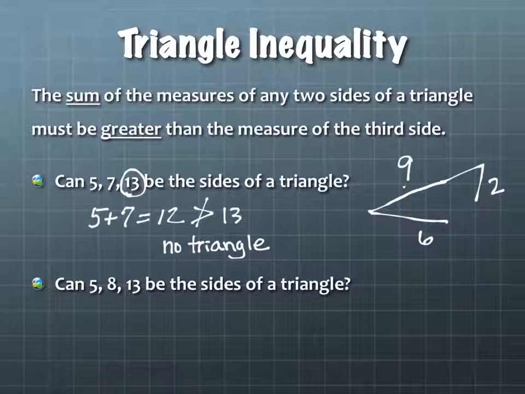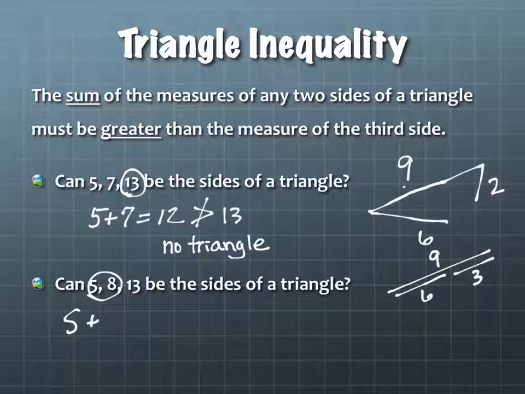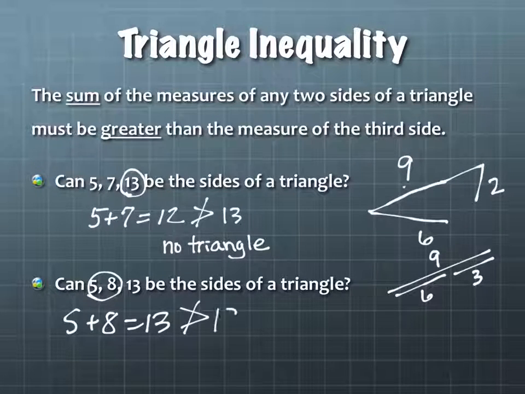If it's the same, there's no triangle either, because basically what it would do is it would create a line segment. So let's say that this was 9, and then this was 6, and this was 3, totally not drawn to scale. It would still just create two line segments when put together when you tried to put them end to end. Sure enough, what's 5 plus 8? 13. And 13 is not bigger than 13, so there is no triangle.